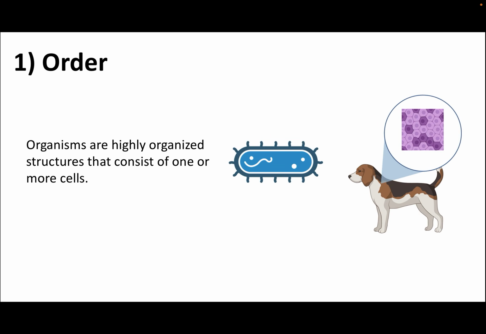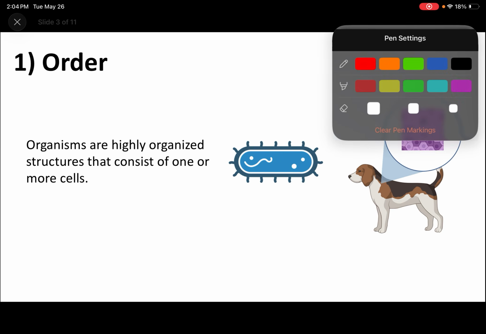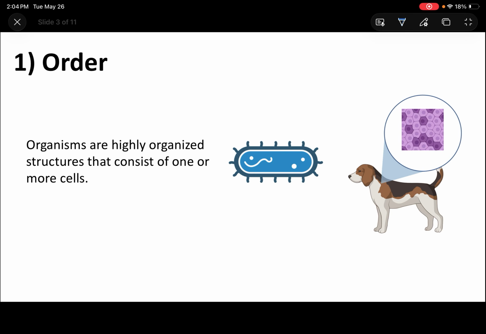The first of these 8 properties is order, or cellular organization. This is the idea that organisms are highly organized structures that can consist of one or more cells. So we have here a bacterial cell. So bacteria are single-celled living organisms. They are just made up of one cell, but they are still organized and structured.